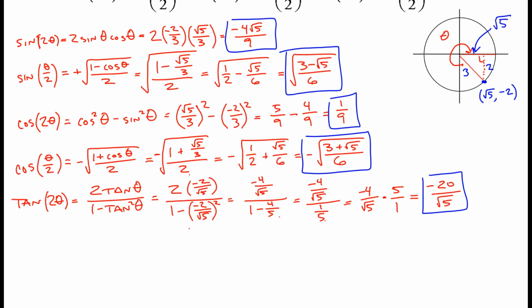It's going to be tangent of theta over 2. And remember, theta over 2 is in quadrant 2, so that tangent will be negative. And here we go.